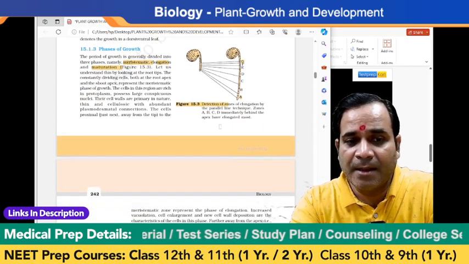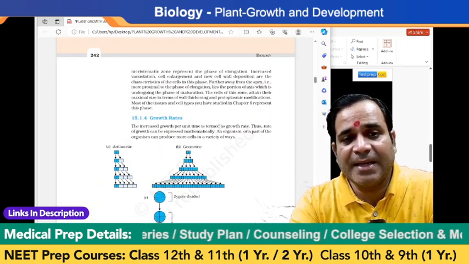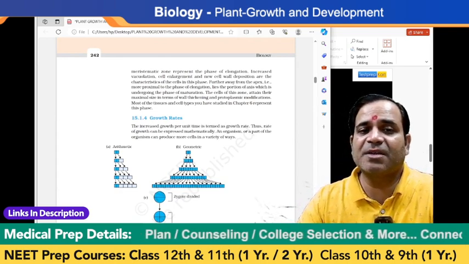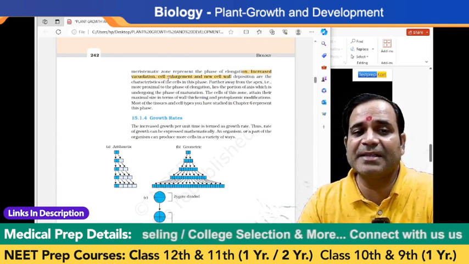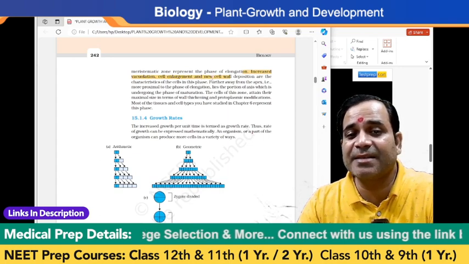Now it is time to move ahead. The meristematic zone represents the dividing cells, and in the elongation zone there is an increase in vacuolation, cell enlargement and new cells.